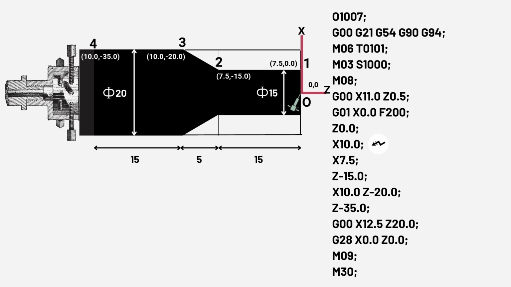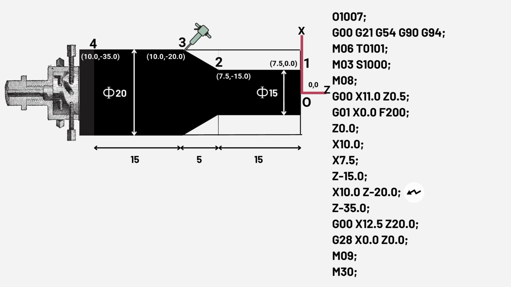Now to get the tool smoothly to point 1, we need to first get the tool to one of the diametrical ends of the workpiece. So for that we shall write X10.0. Now we will begin maintaining the 15 mm diametrical cut as desired by the end product by giving command X7.5 followed by Z minus 15.0.